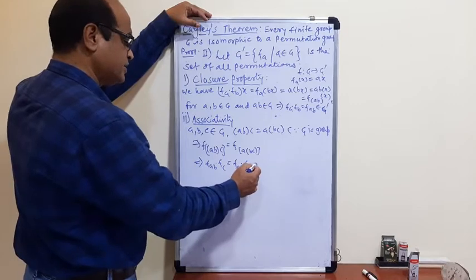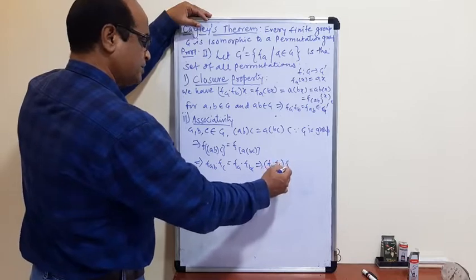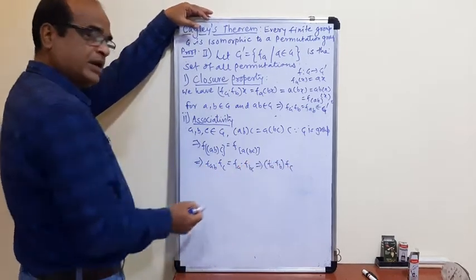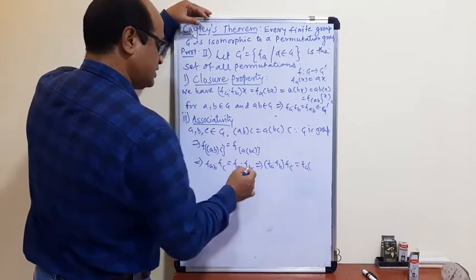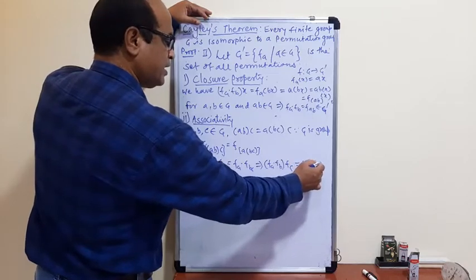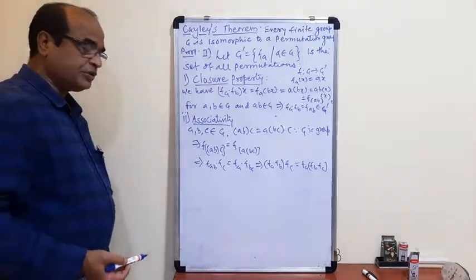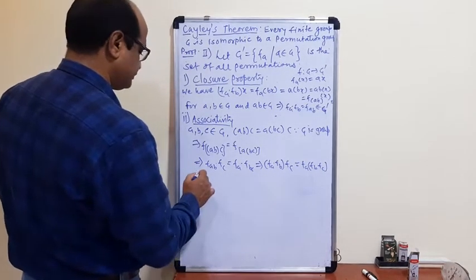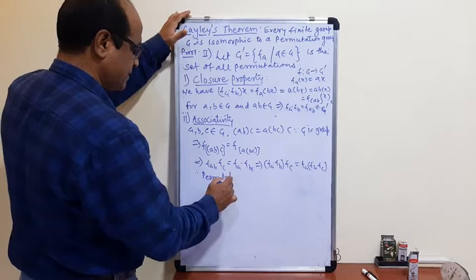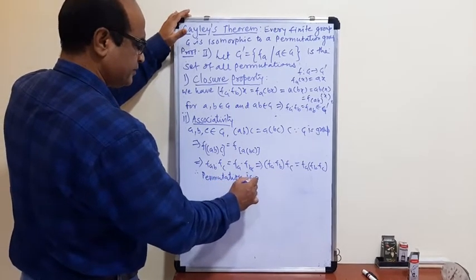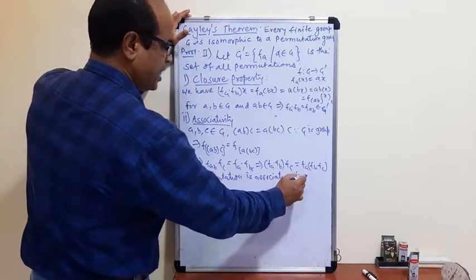F(ABC) is F(A) into F(B) into F(C). So F(AB) is F(A) into F(B) into F(C). So this is equal to F(A) into F(BC), which is F(B) into F(C). Hence, permutation is associative in G dash.